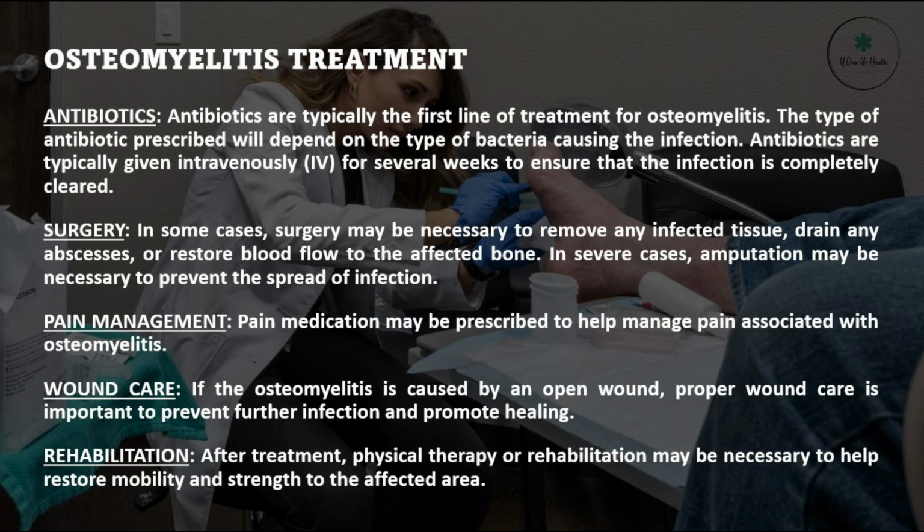Osteomyelitis treatment. The treatment of osteomyelitis typically involves a combination of antibiotics and surgery to remove any infected tissue. Here are some of the common methods used to treat osteomyelitis. Antibiotics. Antibiotics are typically the first line of treatment for osteomyelitis. The type of antibiotic prescribed will depend on the type of bacteria causing the infection. Antibiotics are typically given intravenously (IV) for several weeks to ensure that the infection is completely cleared.